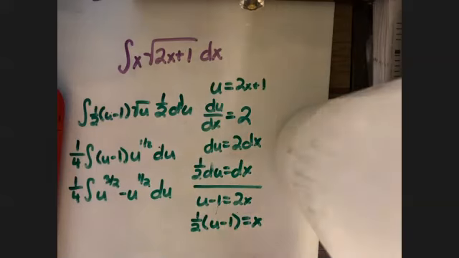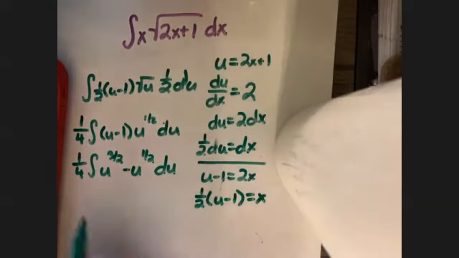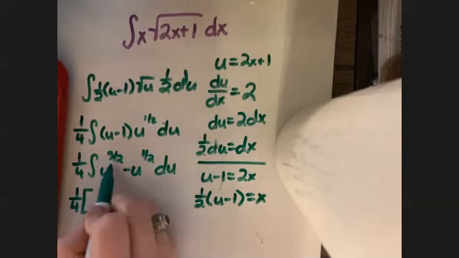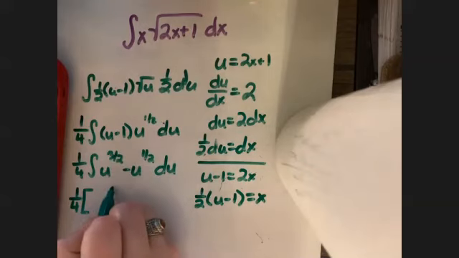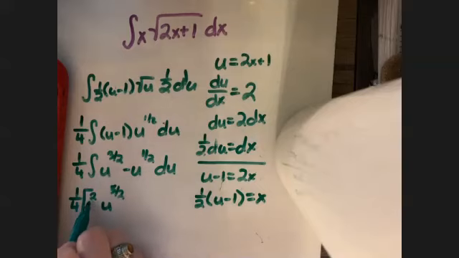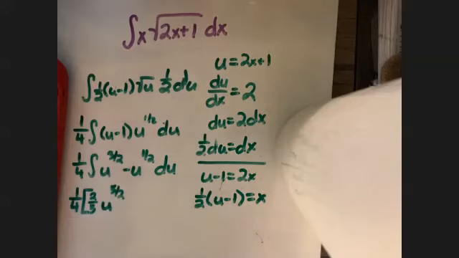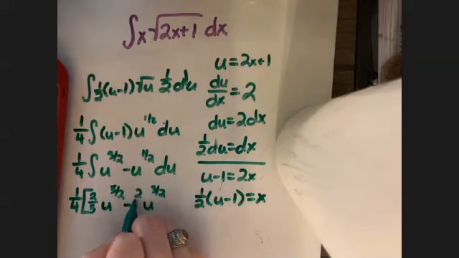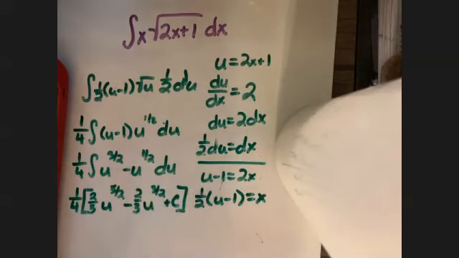Okay, like I said, this one's a little funky. So now I've got 1/4 coming back up. This is going to go to, if I add 1, which is 2 halves, it's going to go up to 5 halves, so I need a 2/5 in front. We remember we talked about those reciprocal things. Minus, this is going to go up to 3/2, so that needs to be 2/3 plus a constant.